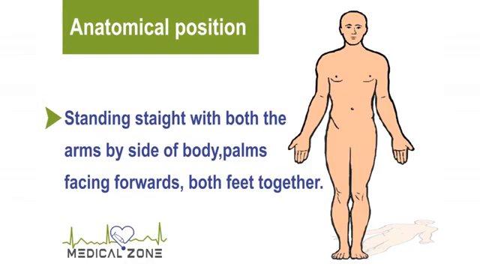Next we are going to see different positions of body. First one is anatomical position. When a person is standing straight with looking forwards, both arms by side of body, palms facing forwards, both feet together, the position is anatomical position. In image we can clearly see the position.